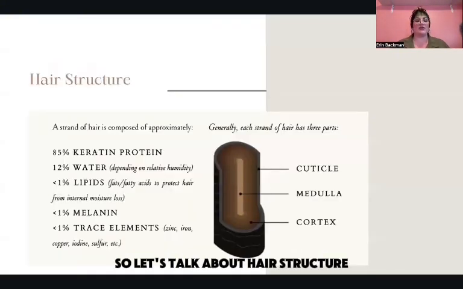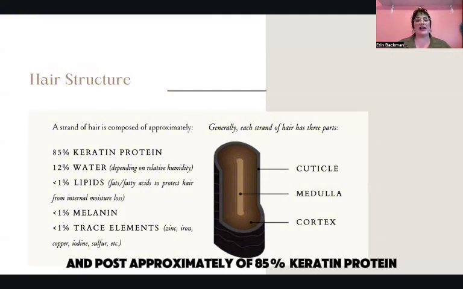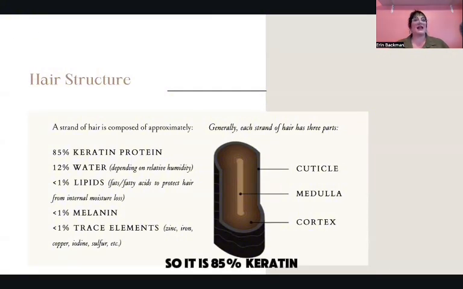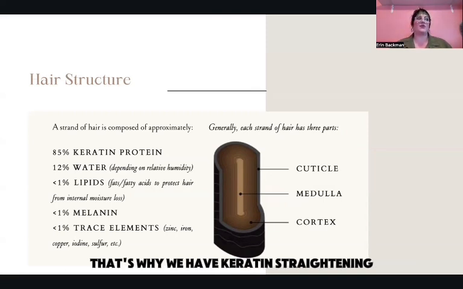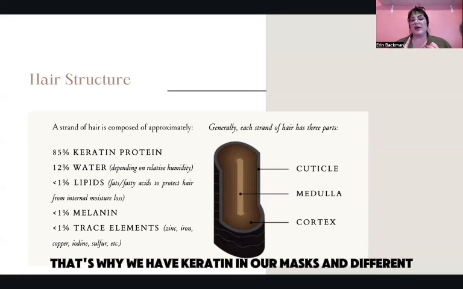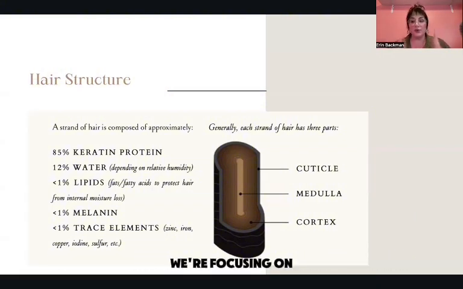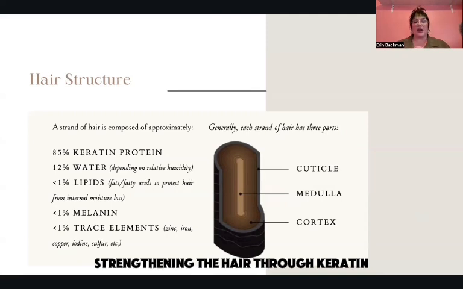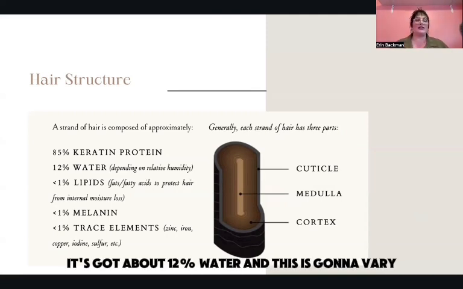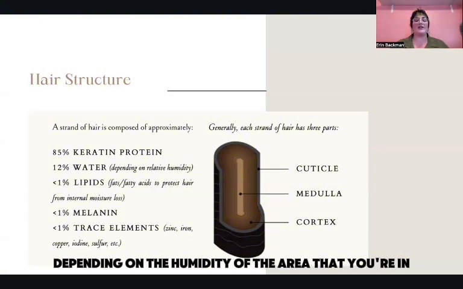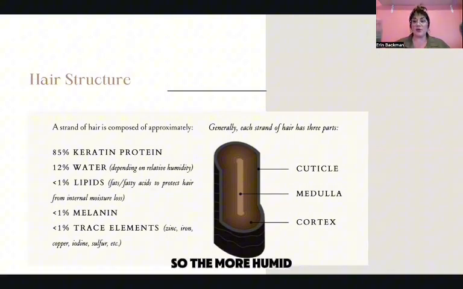So let's talk about hair structure. The hair strand is comprised of approximately 85% keratin protein. So it is 85% keratin. That is where the structure of hair is coming from. That's why we have keratin straightening. That's why we have keratin in our masks and different strengthening products. We're focusing on strengthening the hair through keratin because that's primarily what it's comprised of. It's got about 12% water, and this is going to vary depending on the humidity of the area that you're in. The more humid, the more water in the hair, the less humid, the less water in the hair.